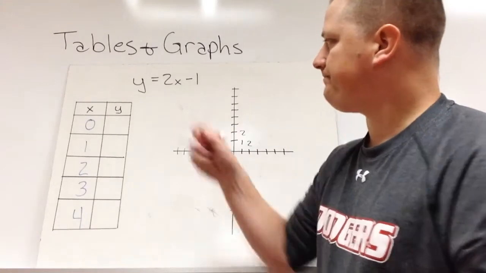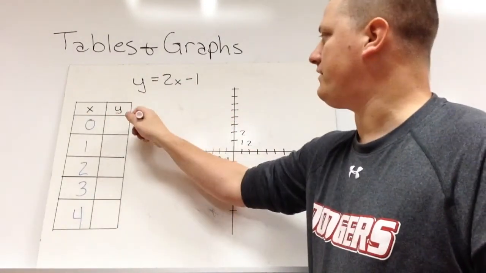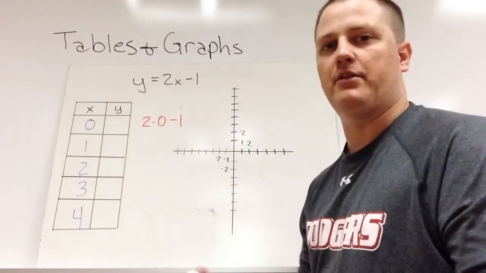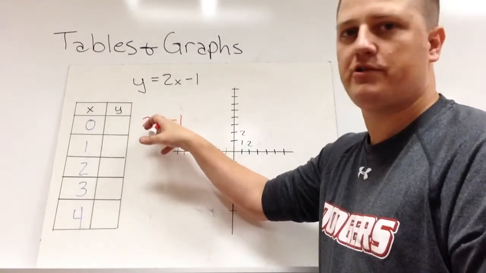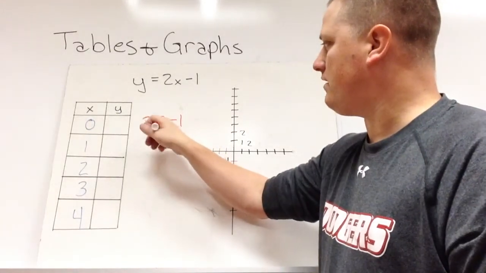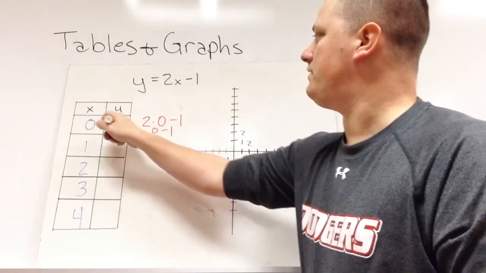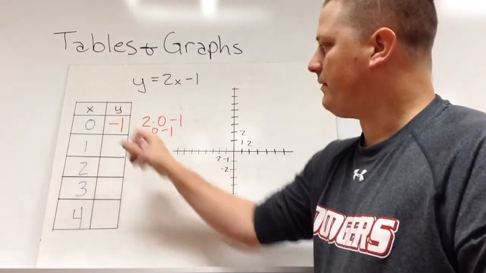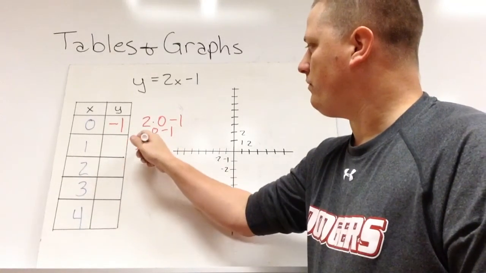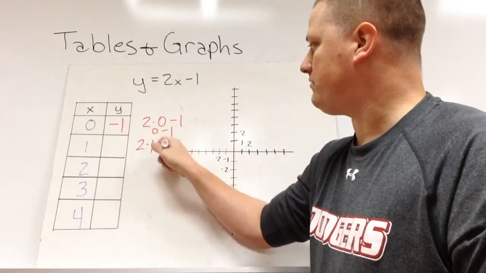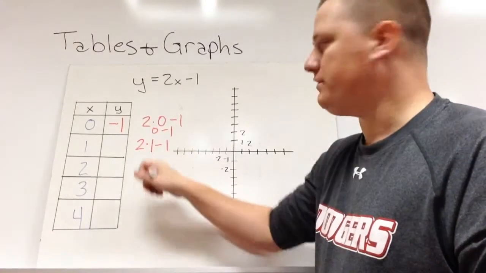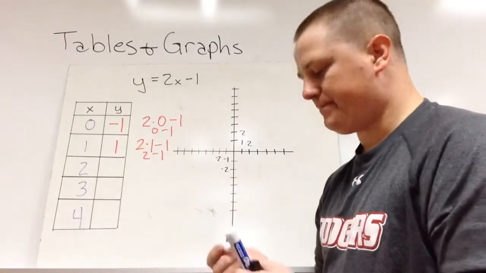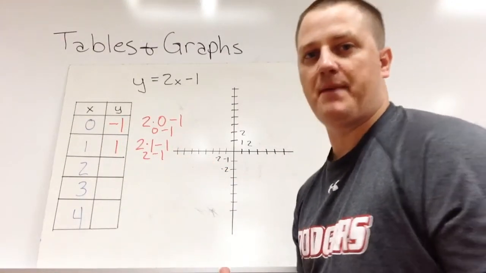So our first one, we're going to take 0, put it in for x. So we're going to go 2 times 0 minus 1. Follow the order of operations. 2 times 0 is 0. 0 minus 1 is negative 1. Then we would do the same with the next value. 2 times 1 minus 1. 2 times 1 is 2. Minus 1 is 1. Some of you might think you see a pattern here.